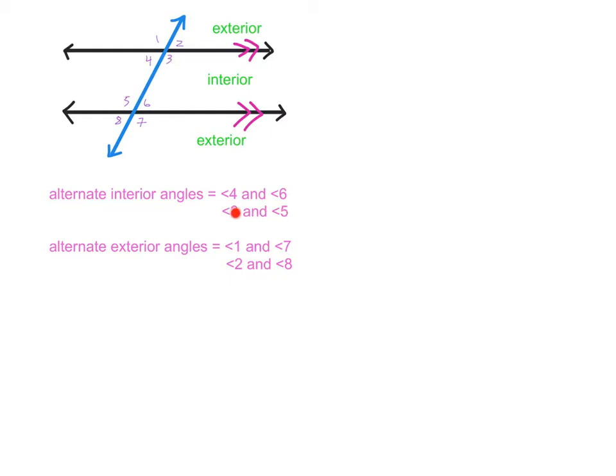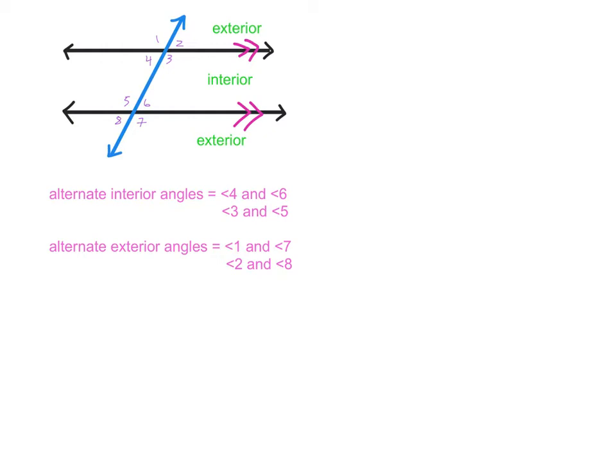They are on alternating sides, so one to the right and one to the left, and they are in the interior. Okay, we can do the same thing for the alternate exterior angles. So look where angle 1 is and angle 7. They are on opposite sides of the transversal, so one to the left and one to the right, and they are in the exterior of my 2 parallel lines.